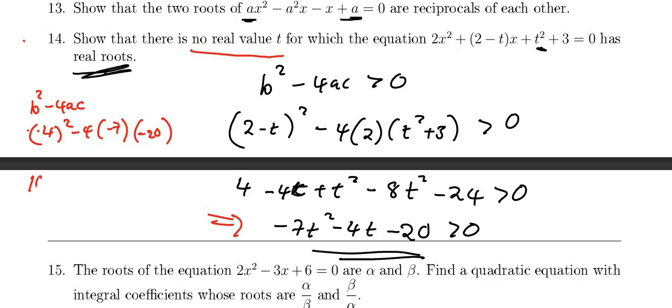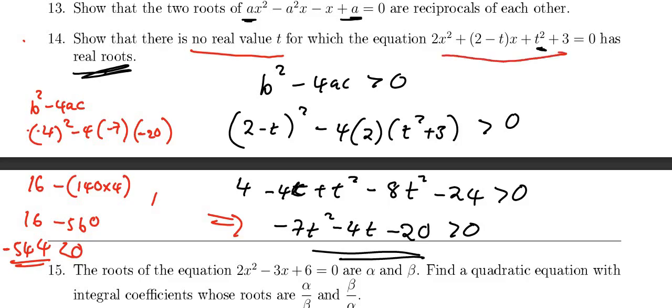When you try to solve, this is 16 minus 140 times 4. This is going to be 16 minus 1, that's going to be that. So when you do the difference here, you get a negative. You notice that this is negative, right, which is less than 0. So there is no real value of t for which this thing will have real solutions.